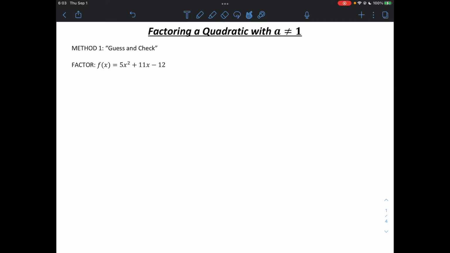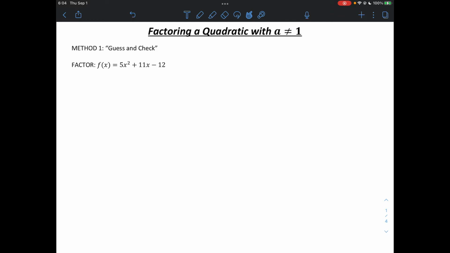Hello out there. Thanks for checking out this video on how to factor a quadratic that has a not equal to 1. In this video, we're going to look at 3 to 4 methods of factoring. The fourth method isn't really a factoring method. You'll see when we get there. But it's 4 different ways that we could end up breaking down a quadratic where a is not 1 into 2 binomials.